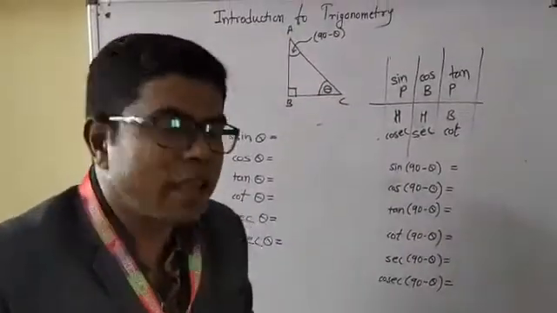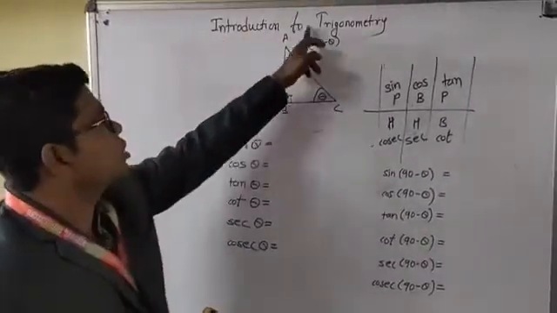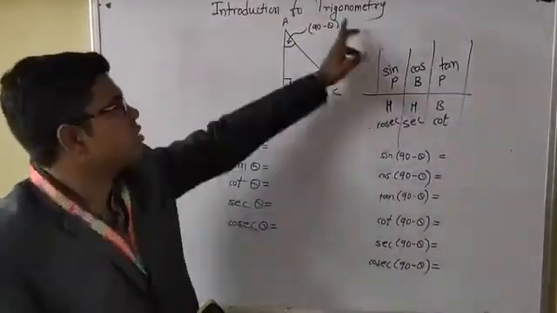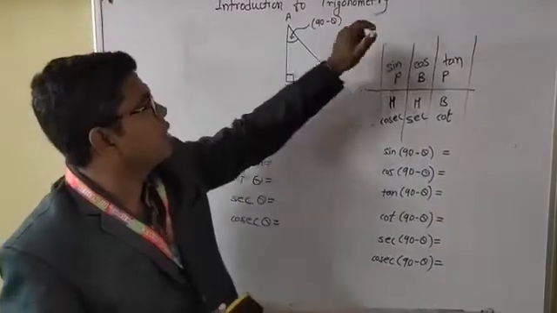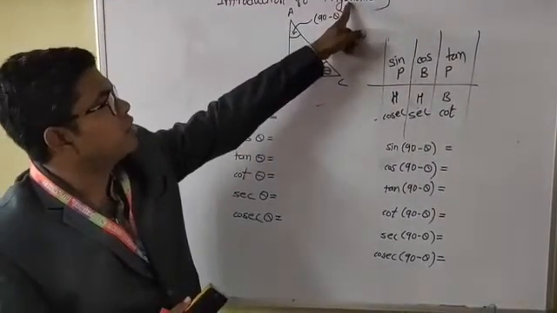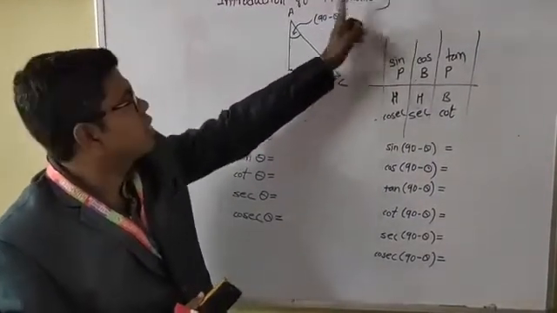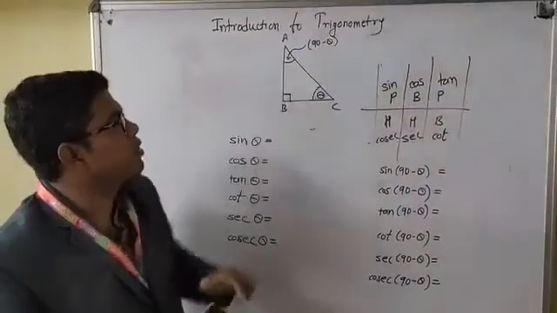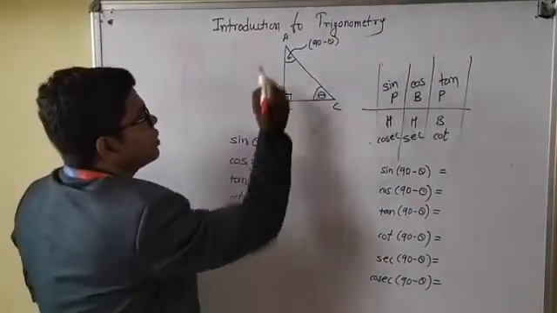Good morning, students. Let us see the topic Introduction to Trigonometry. Let us first understand the meaning of the word trigonometry. Tri means three, gon means side, metry means measurement. So the meaning is three side measurement of a right angle triangle.